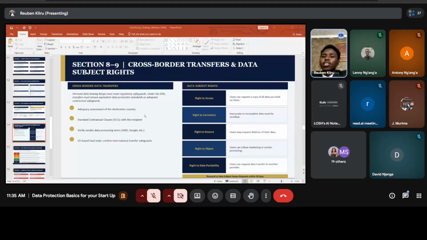So you as a data subject, you have a right to access your data. You have a right to correct your data if the data has been recorded wrongly. You have a right to request the erasure of your data, a right to object to the processing of your data or to the receiving of marketing data, and you can even request data transfer.